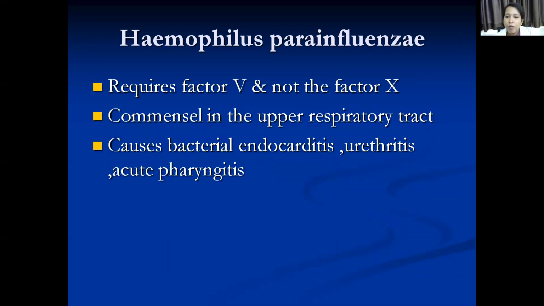Then coming to Haemophilus parainfluenzae. Haemophilus parainfluenzae requires factor V and not factor X. Okay, they are normal commensals in the upper respiratory tract. So they may cause bacterial endocarditis, urethritis, and acute pharyngitis.